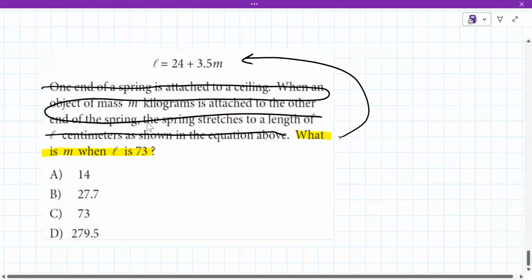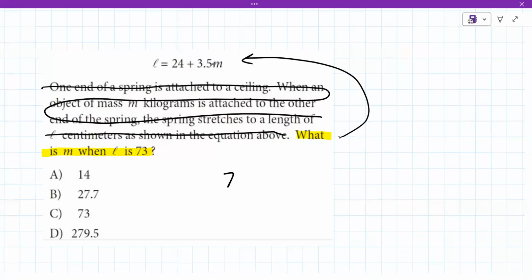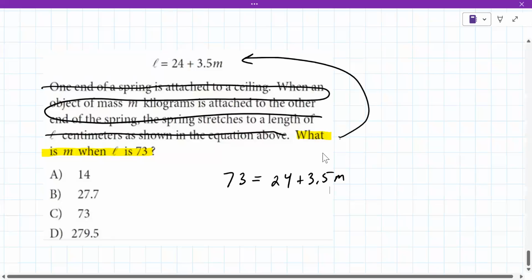What is M when L is 73? So they're giving you L. They're asking you to solve for M. Now there is no partial credit here. You either get the right answer or not. So I don't really have a preference for how you solve this, but I'd like you to tell me whether the answer is A, B, C, or D, and you can work it out however you want from here.